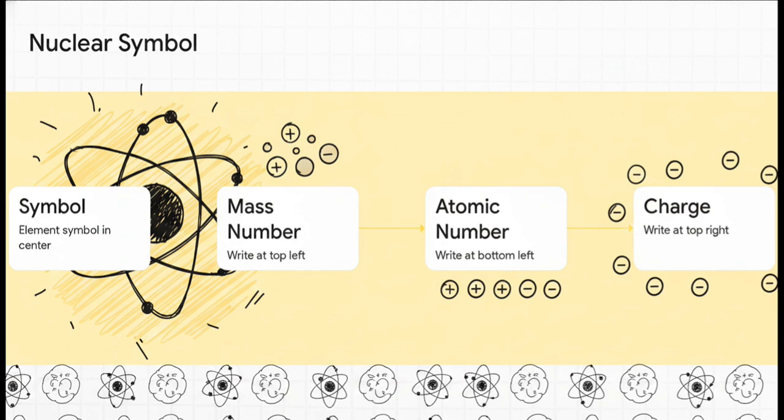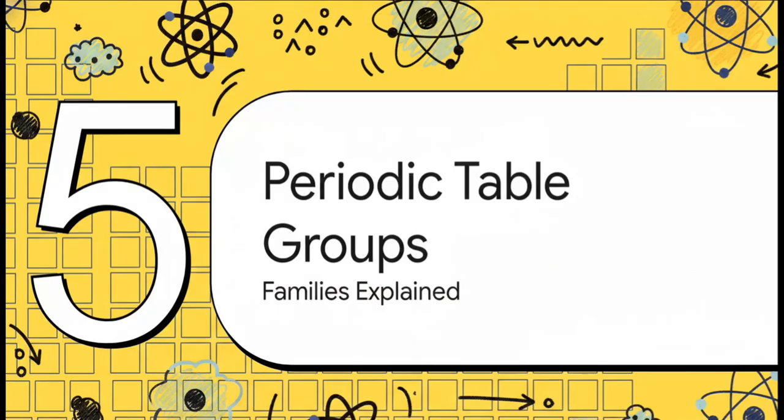Step 1, slap the big element abbreviation right in the center. Step 2, put the mass number, which is protons plus neutrons, on the top left. Step 3, the atomic number, which is just the protons, goes on the bottom left. And step 4, if the atom gained or lost electrons, you write that overall charge on the top right. If it's totally neutral, you literally just leave the top right blank. Boom, done.